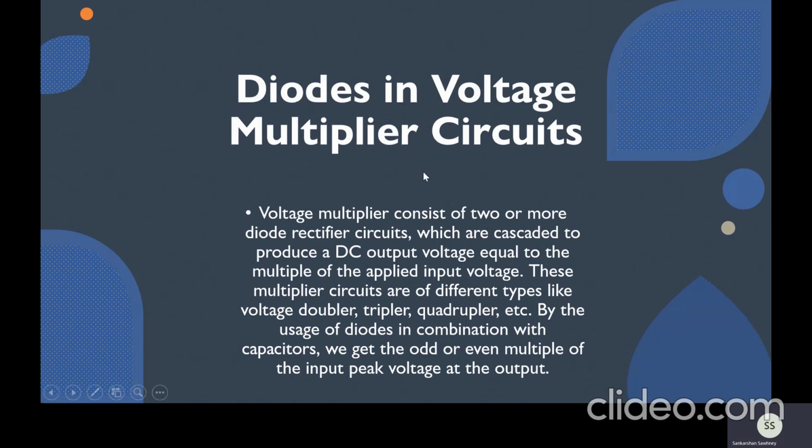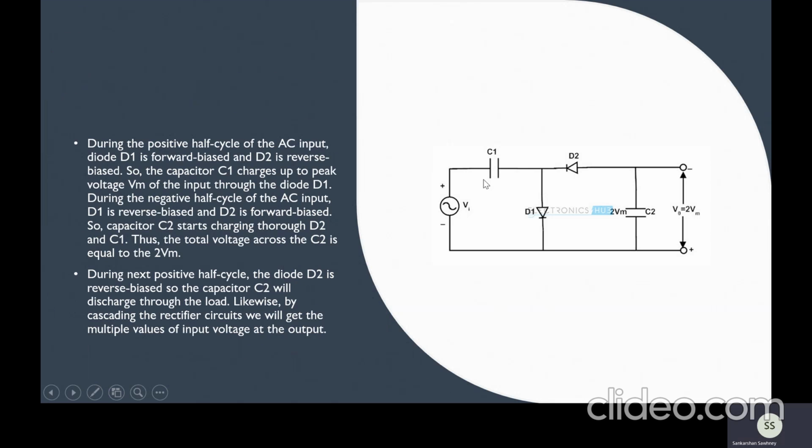Now, fifth is diode and voltage multiplier circuits. A voltage multiplier consists of two or more diode rectifier circuits, which are cascaded to produce a DC output voltage equal to a multiple of the applied input voltage. These multiplier circuits are of different types like voltage doubler, tripler, quadrupler, etc., as per our needs. By the usage of diodes in combination with capacitors, we get the odd or even multiple of input peak voltage at the output. As we can see in the diagram, the diodes are placed in a cascading arrangement with a capacitor and input supply.